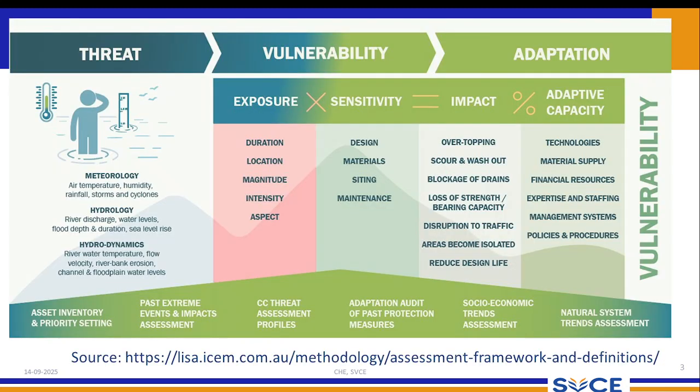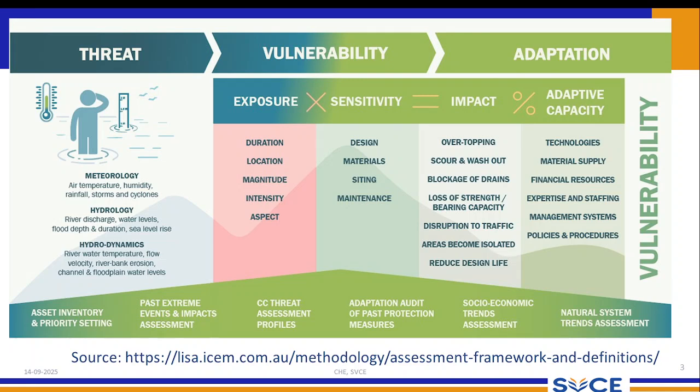And coming to the threat. What are the things happening because of climate change? Air temperature will increase, humidity will reduce, rainfall will be more or less depending on the situation. Storms and cyclones may arise. Hydrology, how it affects the water: river discharge, water levels may increase or decrease, flood depth and duration, sea level rise. Hydrodynamics: river water temperature may increase, overflow velocity, river bank erosion may take place, which is not safe for the people living very close to the river bank. And the channel and floodplain water levels. These are the threats.